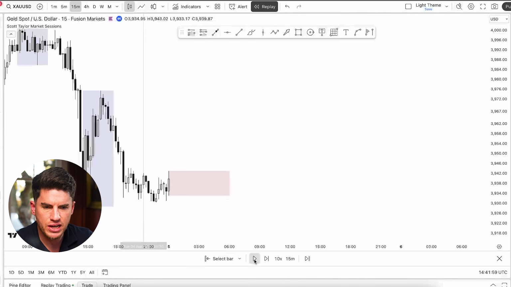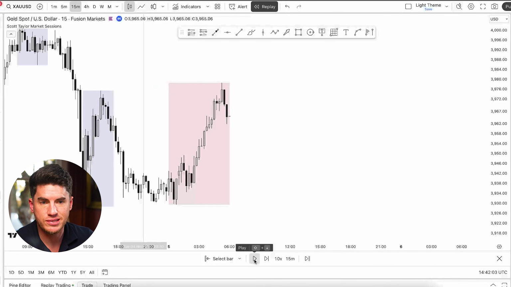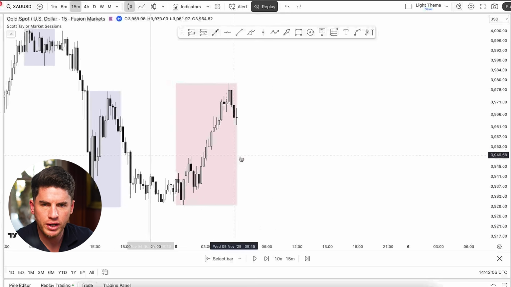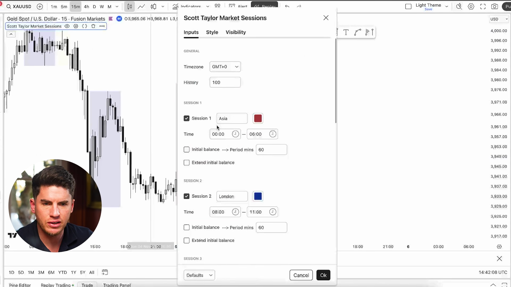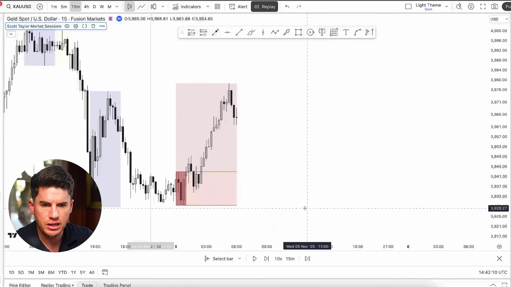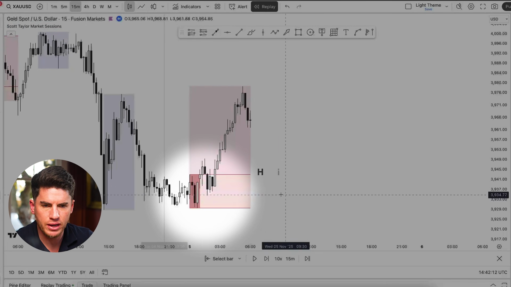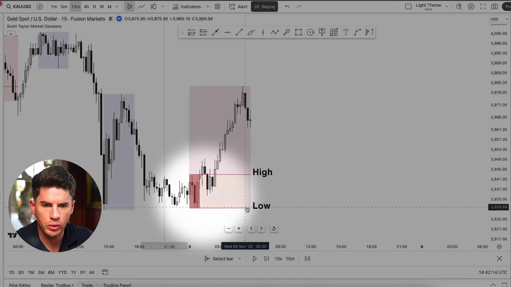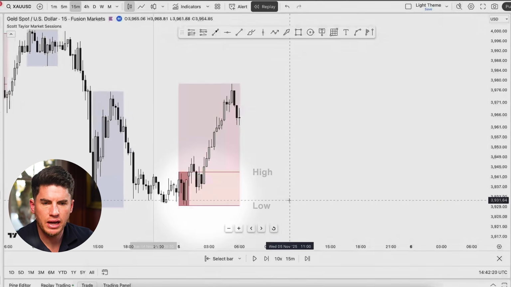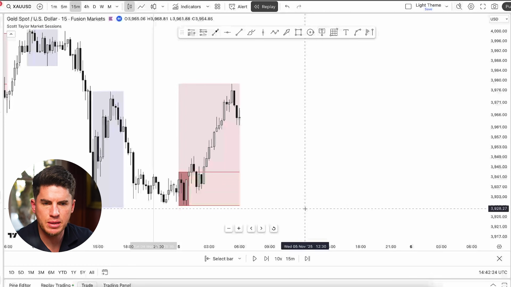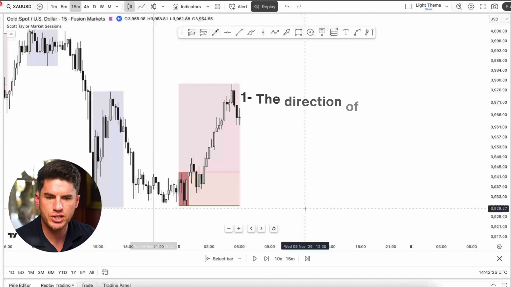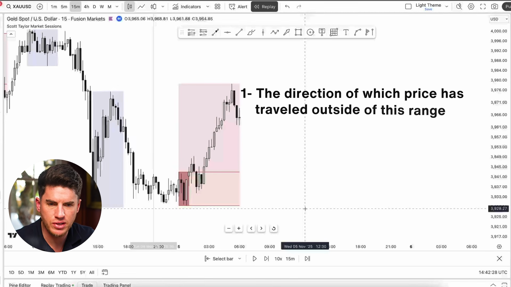So if I just play Asia session forwards, because the majority of us are asleep during the Asia session, what we're going to do now in the settings is add on the initial balance. Now that drops on this dark red area with the high and the low of that initial range. Now there's two things to look at when using this as a daily bias. First of all, the direction of which price has traveled outside of this range.